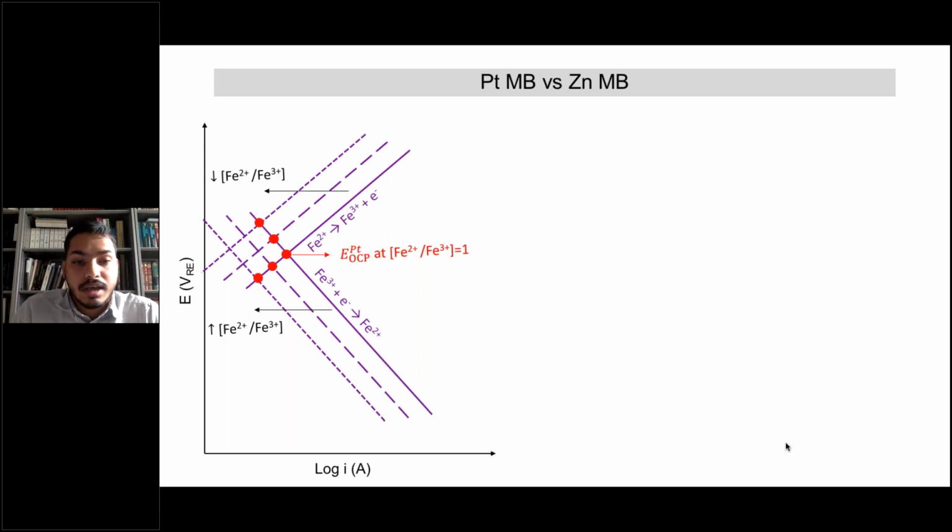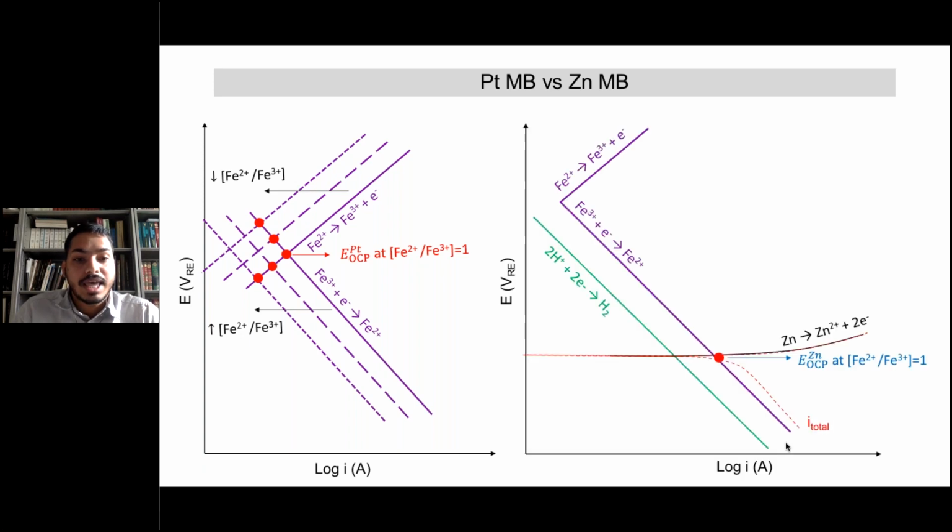But if you are using zinc as your metal bridge, then your dominating oxidation reaction is not oxidation of your ferrous ion. Instead, it is oxidation of zinc. And as you can see, the anodic oxidation curve of zinc is really flat. So any change in your ferric ferrous ratio or in pH, although it is going to change your corrosion rate, is not going to change your open circuit potential.